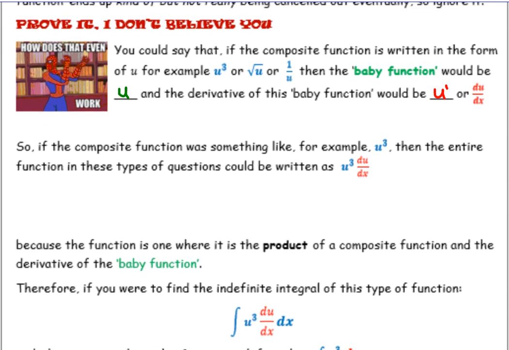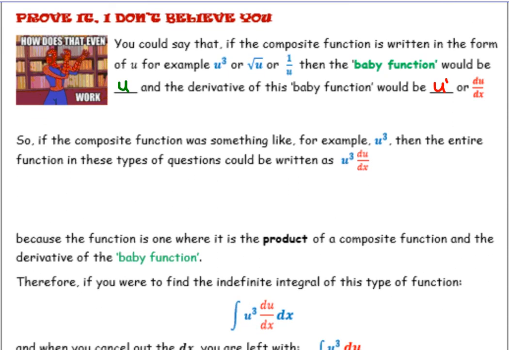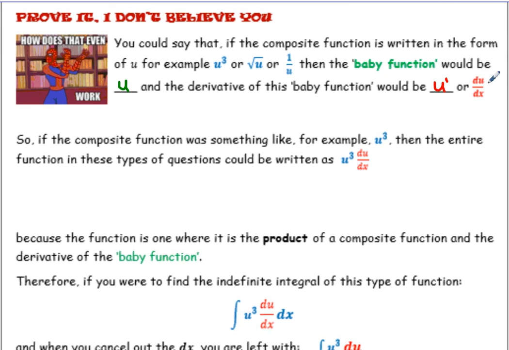I just turned it into this because you're going to see that something's going to cancel out when we do this. So I'm rewriting u dash as du dx because you'll find something cancels out. If the composite function was something like u cubed, then the entire function in these types of questions could be written as u cubed multiplied by the derivative of the baby.